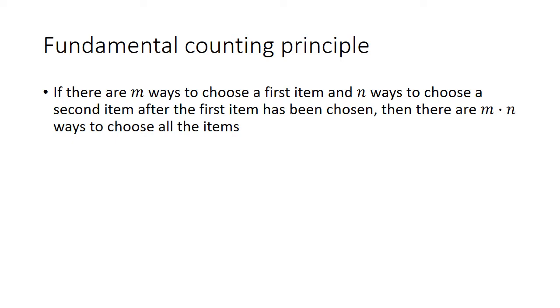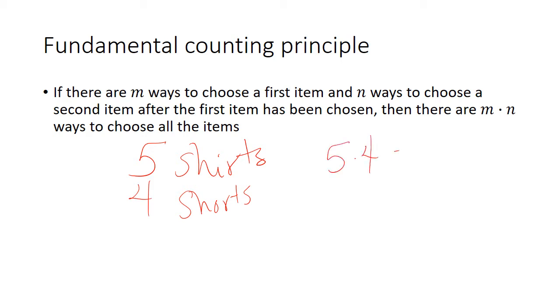times n. So for example, let's say you had 5 shirts that you took on vacation, and you had 4 pairs of shorts, and they all mix and match very nicely. So what different combinations do you have? Well, you would do 5 times 4 and say there are 20 total possible outfits you could make from your 5 shirts and your 4 shorts.